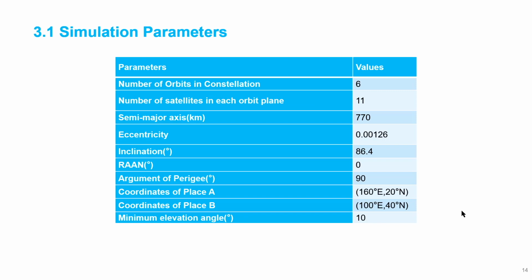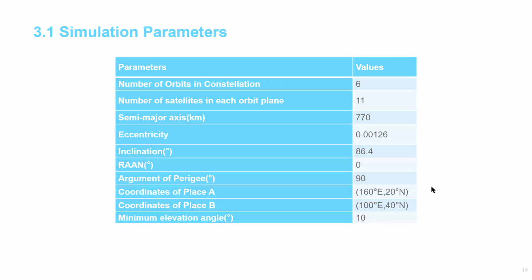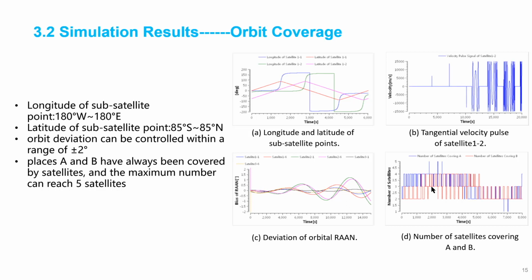This table contains some simulation parameters. The constellation orbit parameters in this table are from Iridium Next constellation, and the following will analyze the system simulation results from three aspects: orbit coverage, communication link, and satellite status. Orbit coverage simulation mainly focuses on satellite position change, constellation structural maintenance, and ground coverage.